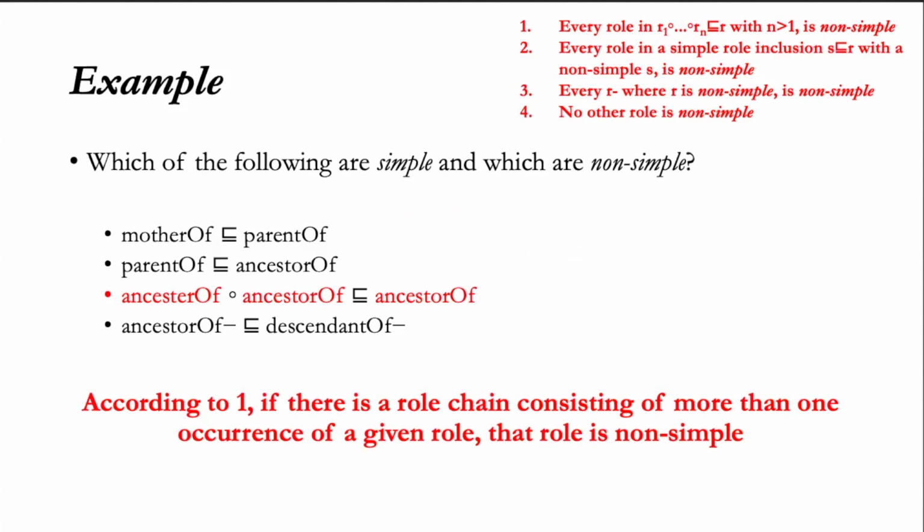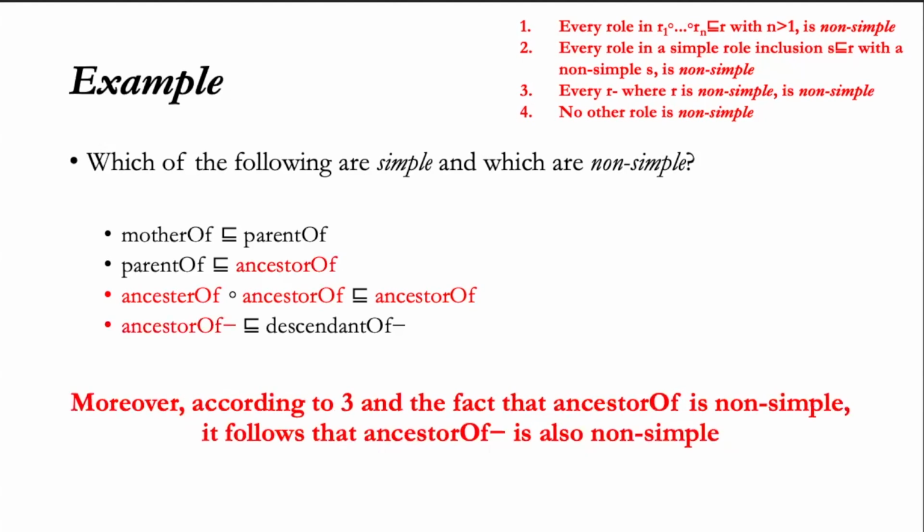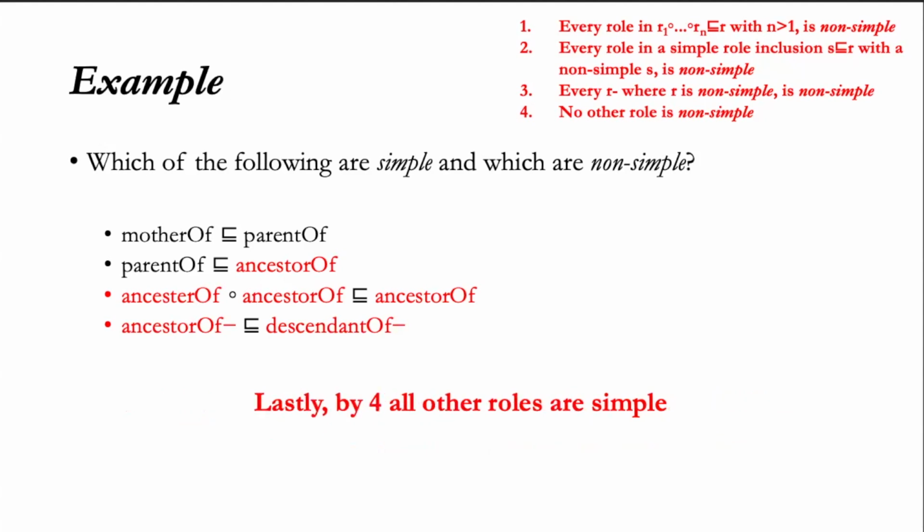According to 1, if there's a role chain consisting of more than one occurrence of a given role, that role is non-simple. What do we infer from this? Ancestor of is non-simple. Moreover, according to 3, and the fact that ancestor of is non-simple, it follows that ancestor of inverse is non-simple. And by 2, because ancestor of inverse is non-simple, so too is descendant of inverse. Lastly, by 4, all the other ones are simple. So mother of, parent of, etc.